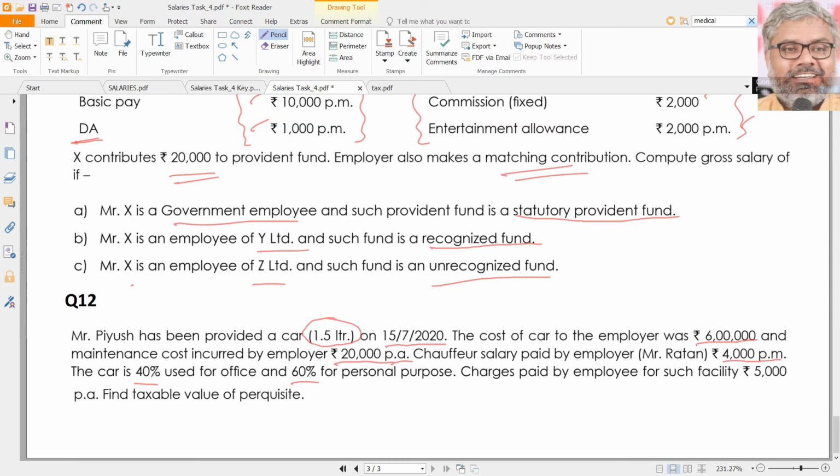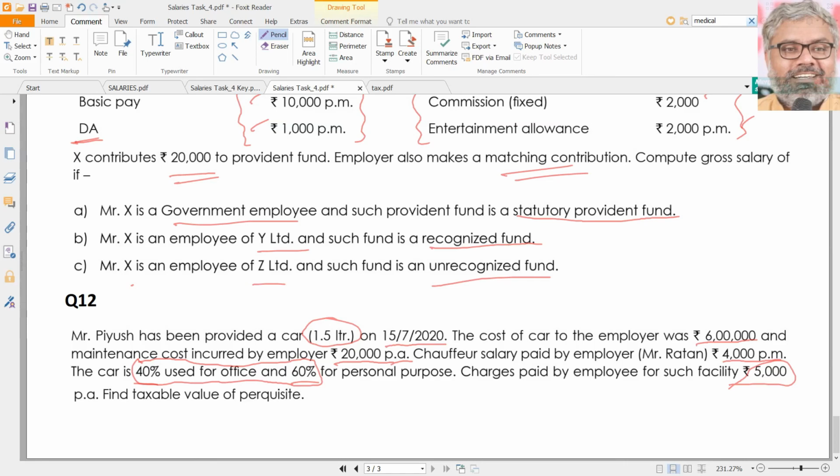This is where people get confused once again. What is the relevance of this? No relevance, unnecessary information. When it is used for both purposes, 40, 60, whichever percentage it is, it does not matter at all. It's partly used for office, partly for personal, that's all. Which means simply we have to take the statutory amount. All the remaining things will not matter. And when you take the statutory amount, charges paid by the employee also will not matter. So in this problem, actually the entire information is irrelevant.